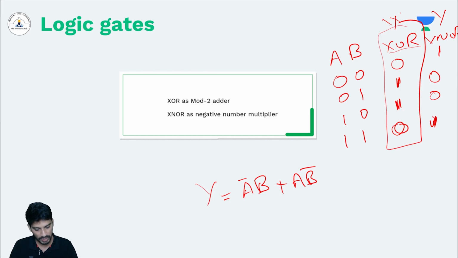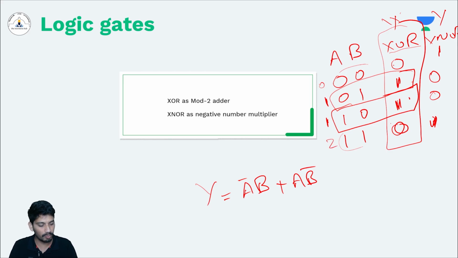What is the purpose of XOR? If there is an odd number of ones, the output is 1, right? See, here there are no ones, so the number of ones here is 0. So output is 0. Here there is 1, the output is 1. Here also there is 1, the output is 1. Here there are 2 ones, the output is 0. So you can use XOR gate as an odd input detector. If there is an odd number of ones, odd ones detector.